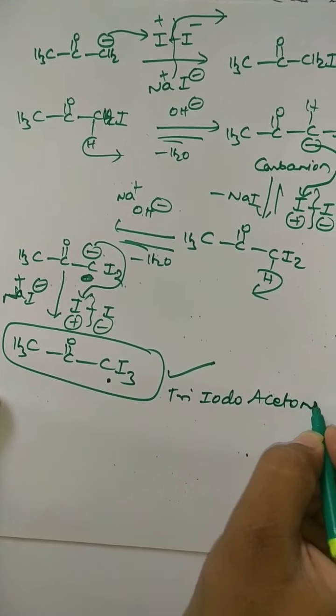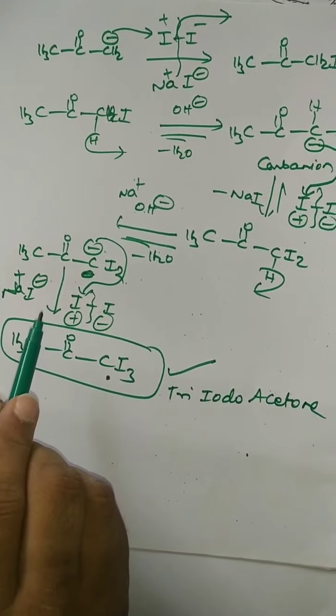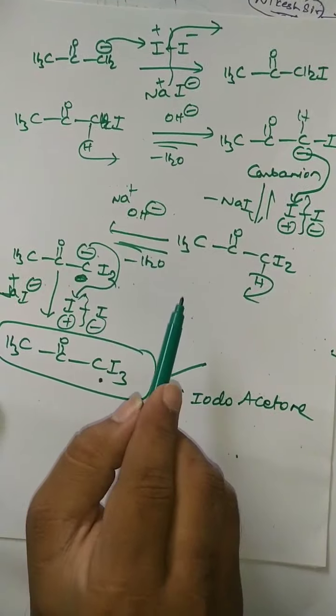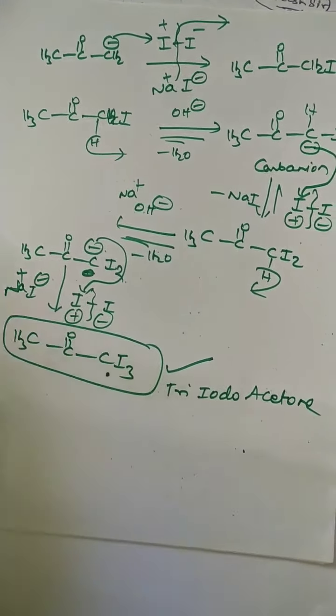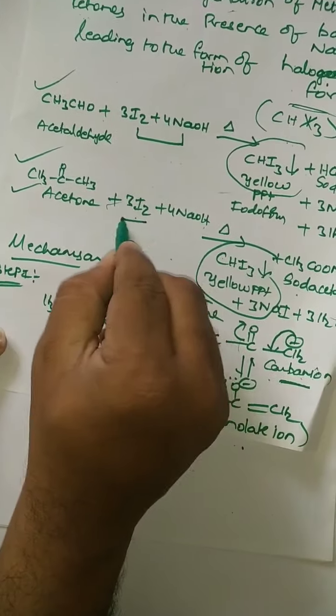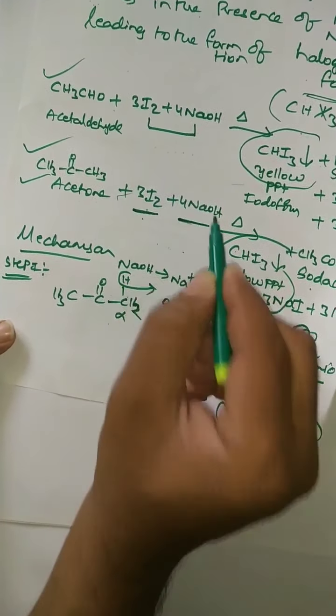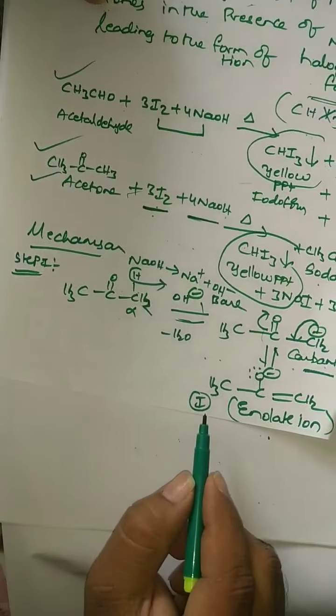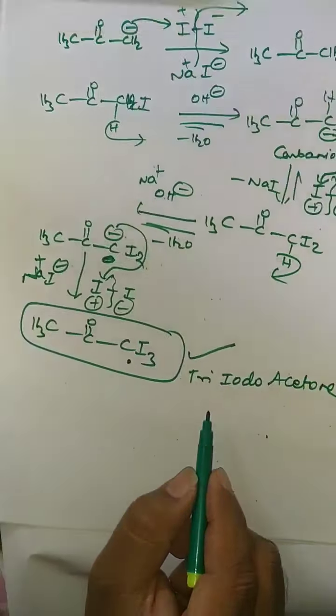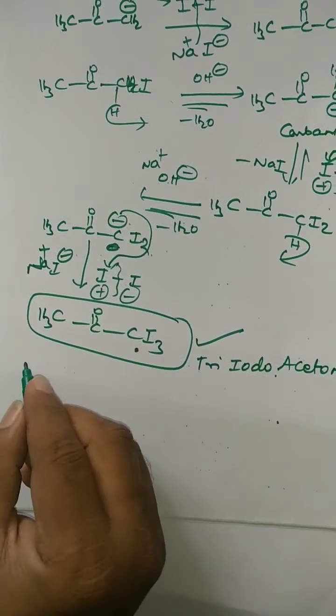3 times base, 3 carbanions are generated 3 times here. So generally in this equation you can see 3 moles of iodine. So I have consumed 3 moles of iodine and 3 moles of NaOH till now. So now you see triiodoacetone, in the last step.